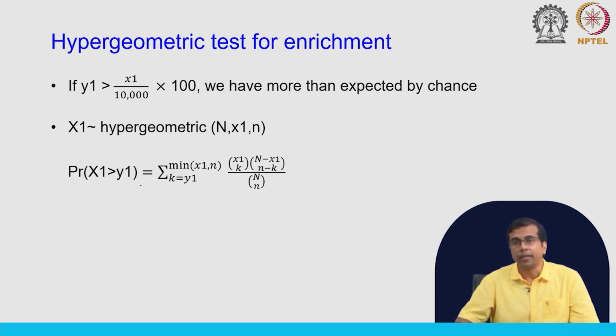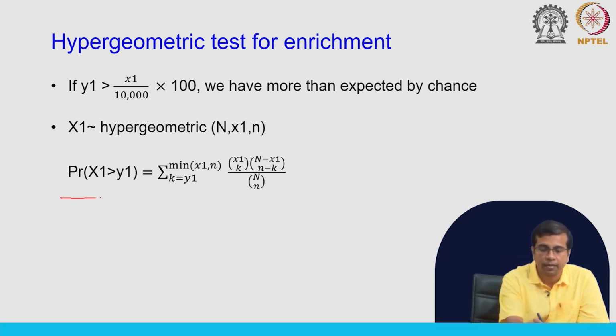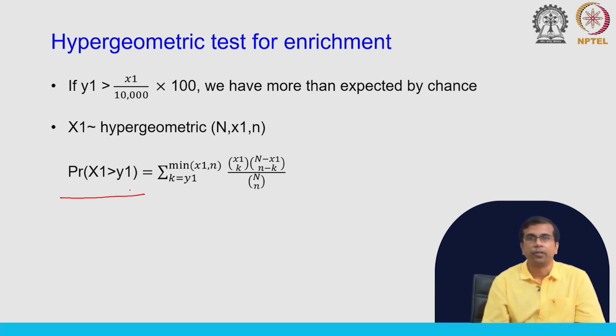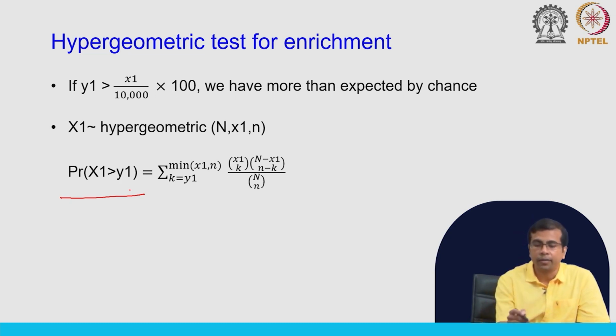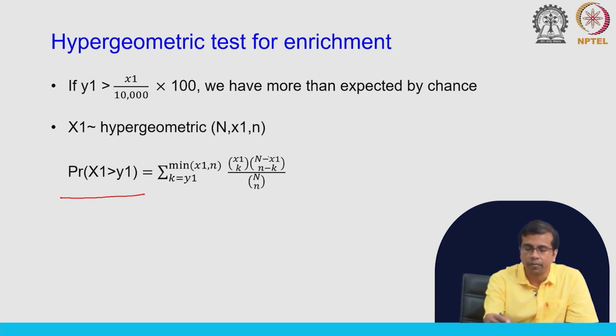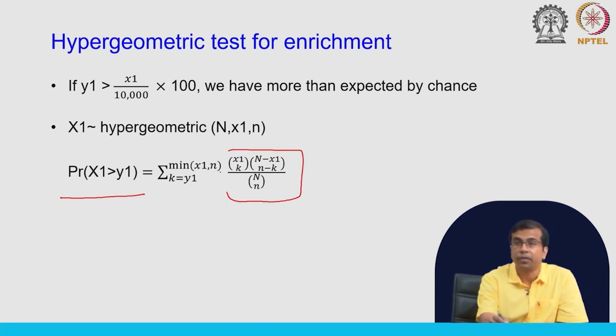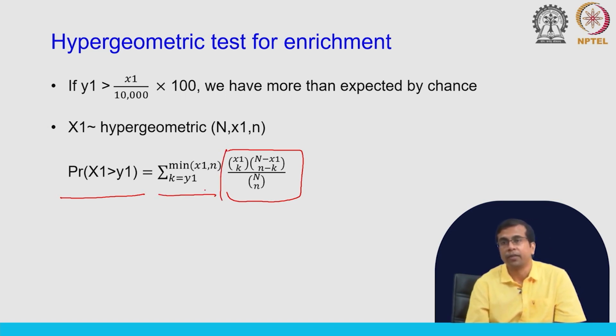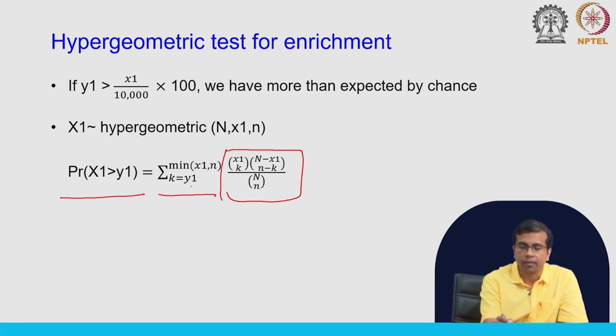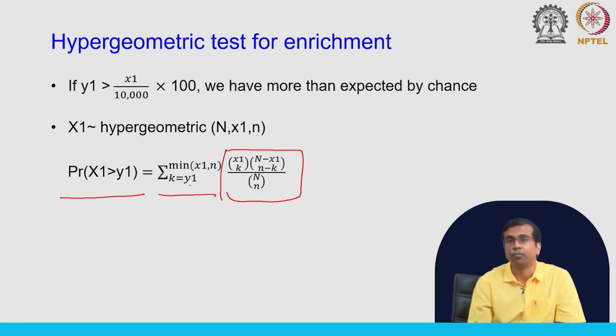What we calculate is this. What is the probability that x1 is greater than y1, or the chance of observing more extreme values compared to y1? This gives the probability value, and this is given by the hypergeometric distribution. If you look at the hypergeometric distribution formula, this comes from it, and we are taking the sum because we are calculating the probability of x1 greater than y1, and this is calculated with k equal to y1. So, the sum is over k equals y1 to the minimum of x1 and small n.